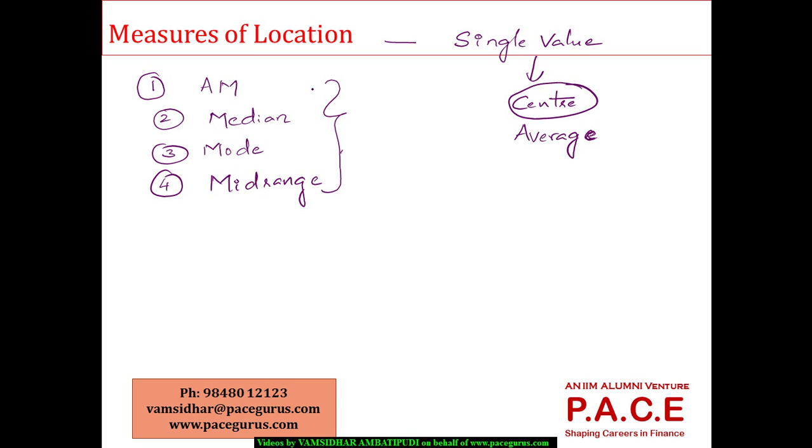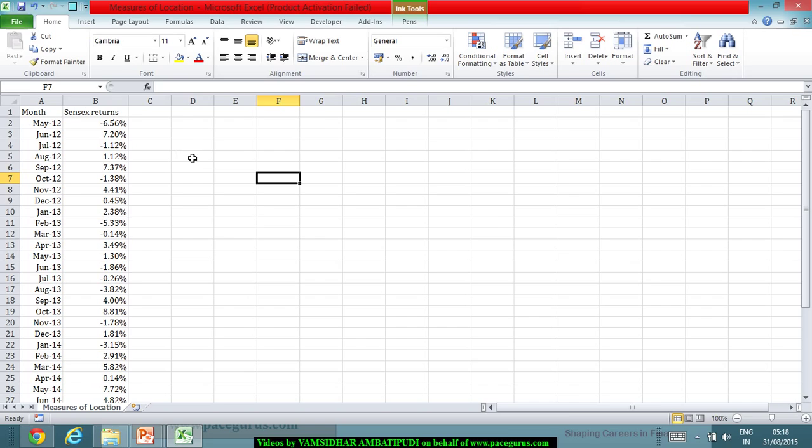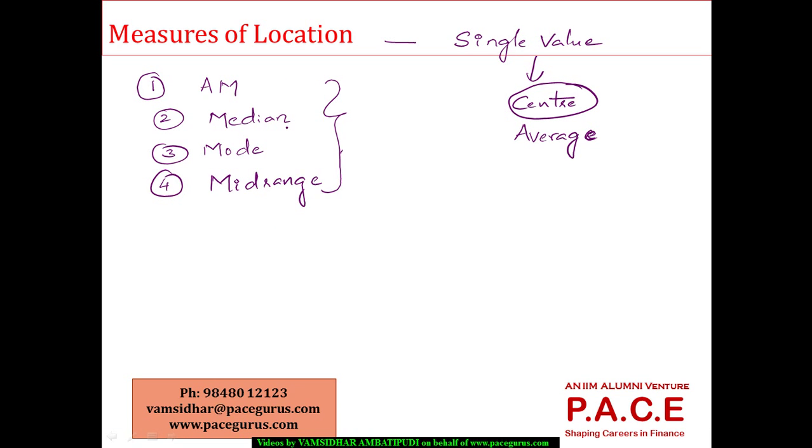So what we will do is we'll take one data set and we'll try to do all these four computations on this data set, and try to understand how each of them differs in its process. Arithmetic mean. We know it is nothing but the sum of all observations, whatever are given to me, divided by the total number of observations. It's a straightforward concept.